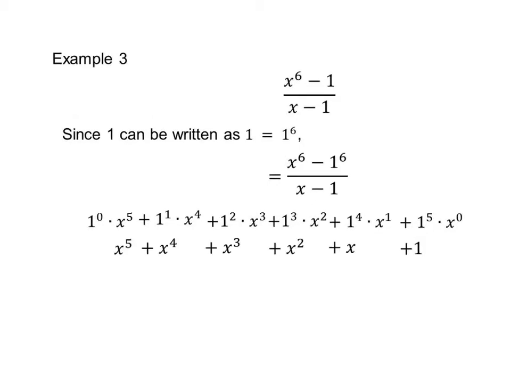There you have it. This is what I was describing to you. 1 times x to the power of 5 is x to the power of 5, and so on. There you have it, and I think that's simple enough. Hopefully this is helpful to you.